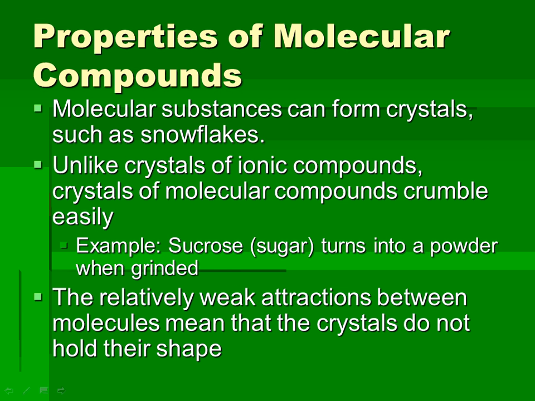Now, molecular substances can form crystals such as snowflakes, and unlike crystals of ionic compounds, crystals of molecular compounds crumble easily. For example, sucrose, which is sugar, turns into a powder when ground. Whereas, going back to the example of an ionic compound, sodium chloride, NaCl, you can grind it down and it's still going to maintain its crystal structure. The relatively weak attraction between the molecules means that the crystals do not hold their shape.